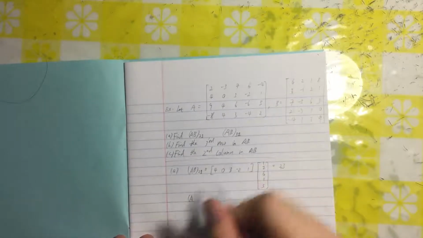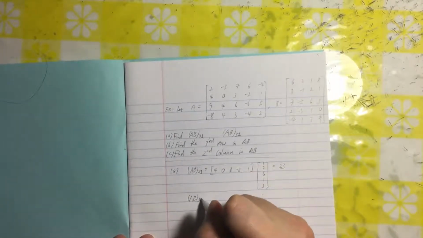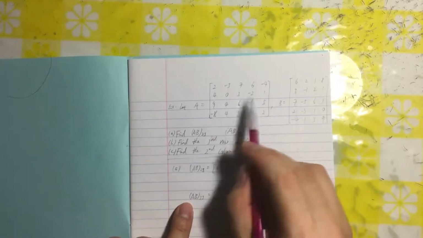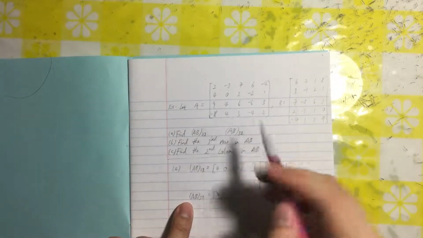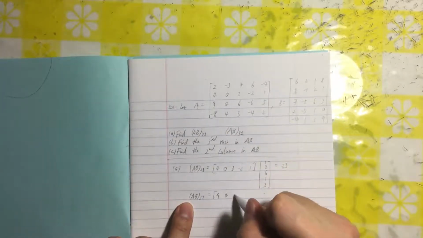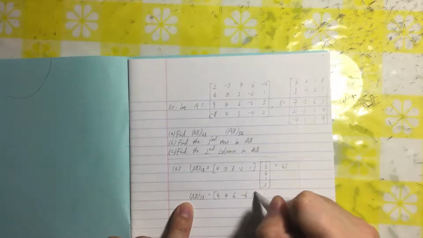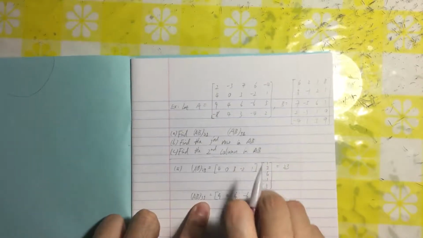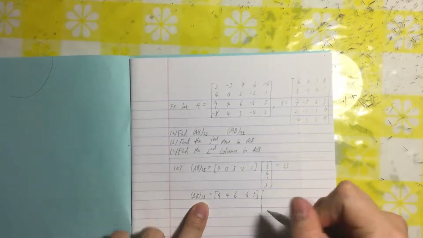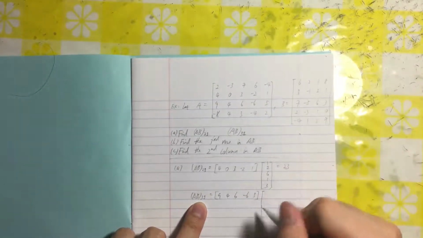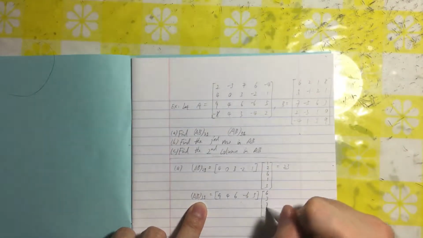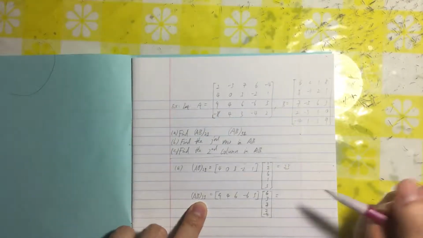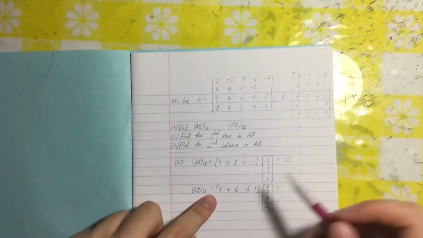For the entries in the third row, first column, doing the same thing. We use the third row in the first matrix: 9, 4, 6, negative 6, 5, times the first column in the second matrix: 6, 3, 7, 2, negative 4. Then multiply the corresponding entries and add them up.